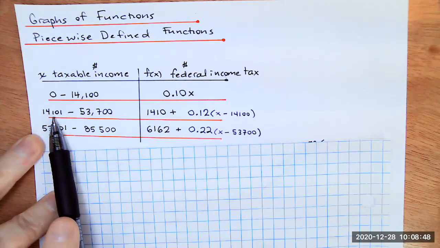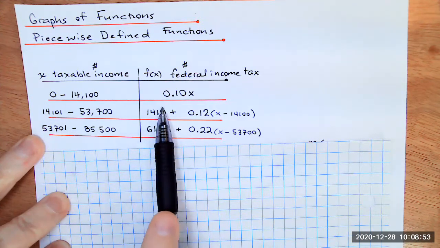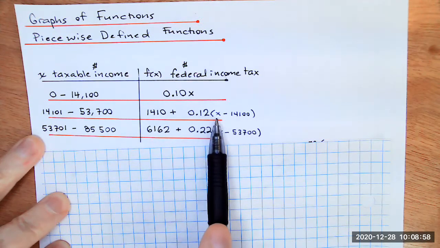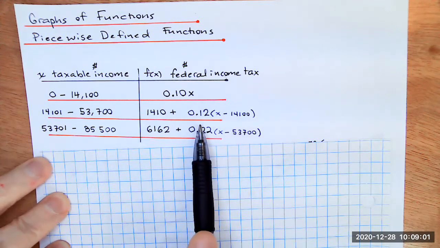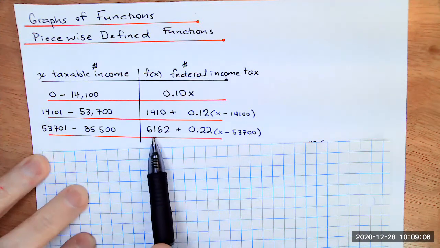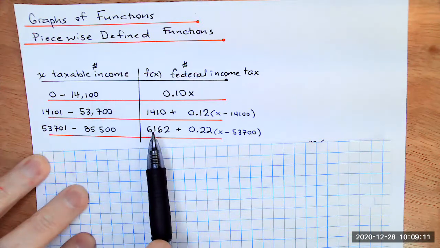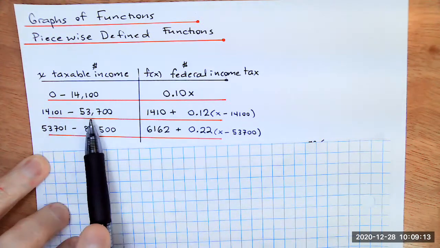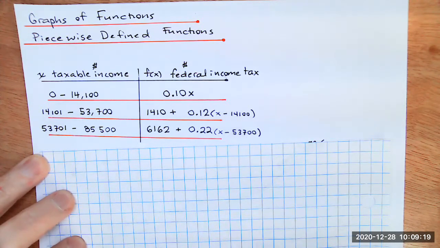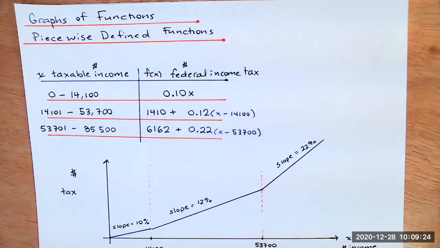If you make between $14,101 and $53,700, you get 10% of the first 14,000, and then they take 12% of the next amount of money. And if you make above these two amounts, you get charged 10% of the first 14,000, 12% of the next 53,000, and then 22% of everything after that. So that's a piecewise defined function. Let's look at the graph.